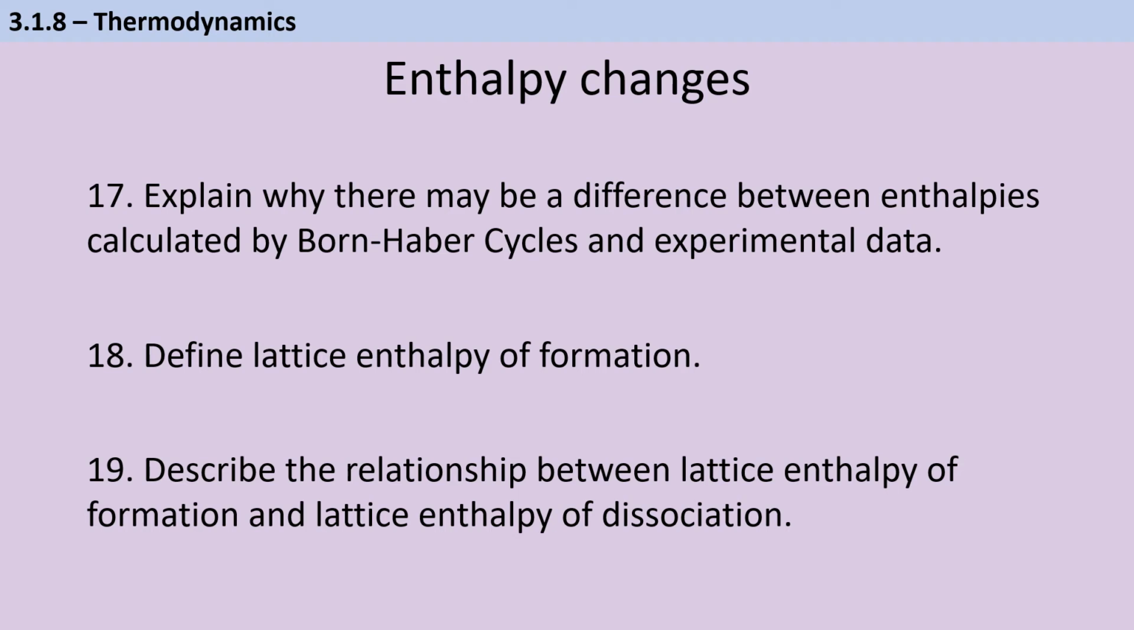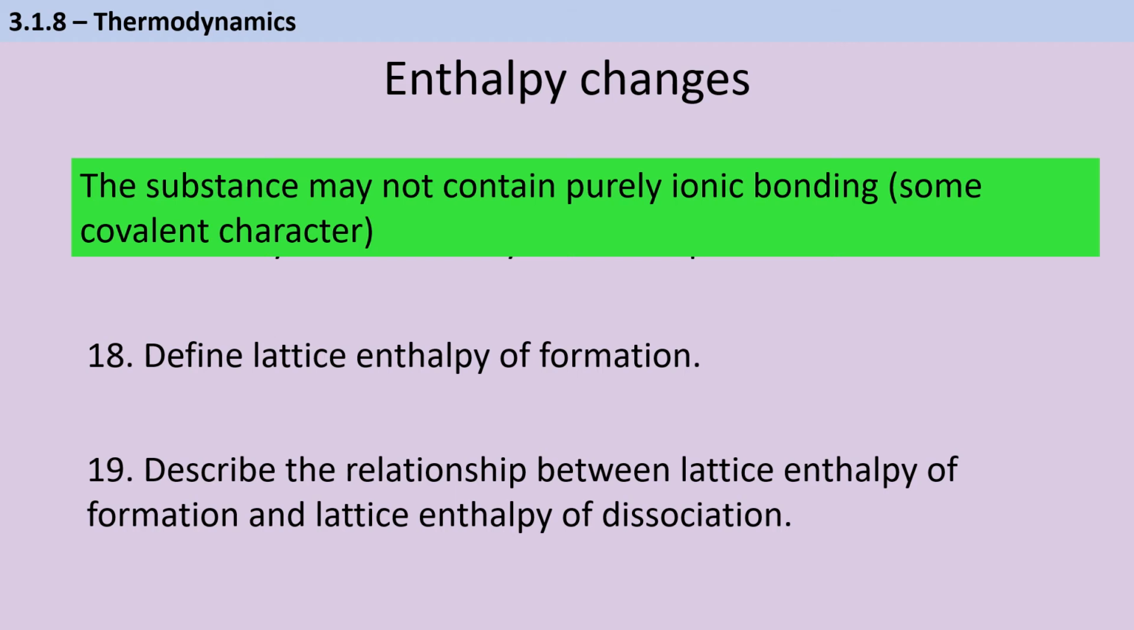In addition to differences between those two calculation methods, you'll also find that there's a difference between the enthalpy change that you get when you calculate a Born-Haber cycle and look at the enthalpy change of formation for an ionic substance, and then the experimental data if you actually made that ionic substance. The reason for this is that when you do that Born-Haber cycle, you assume that a substance is purely ionic, but actually this often isn't the case. So if that substance has some covalent character, then you're going to get a value that is not consistent with the one that you've calculated.